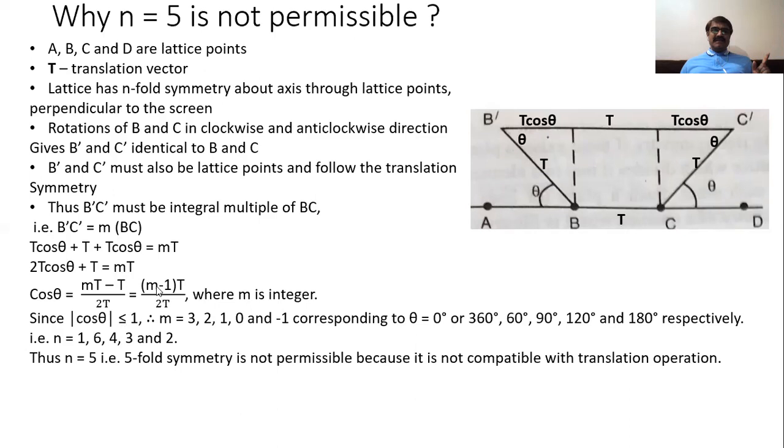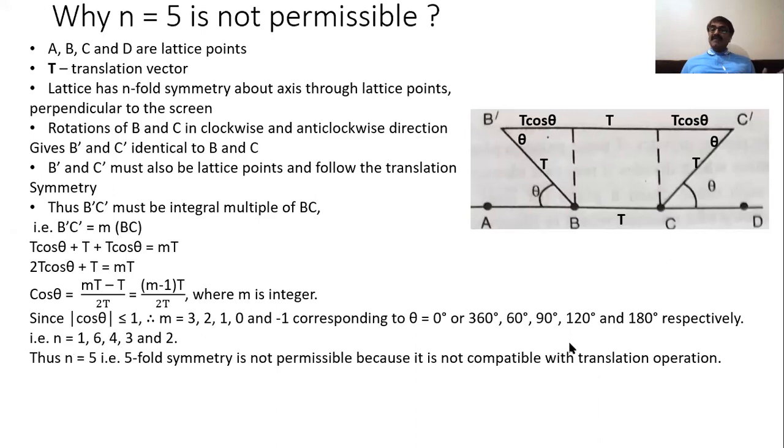So in that case, what will be the possible values for m? It will be 3, 2, 1, 0 and minus 1 only. These values correspond to 0 degree or 360 degree, 60 degree, 90 degree, 120 degree, 180 degree respectively. That means 1, 6, 4, 3 and 2. You will find that 1, 2, 3, 4, 6 are there, but there is no 5. So n equal to 5, or 5-fold symmetry, is not permissible.